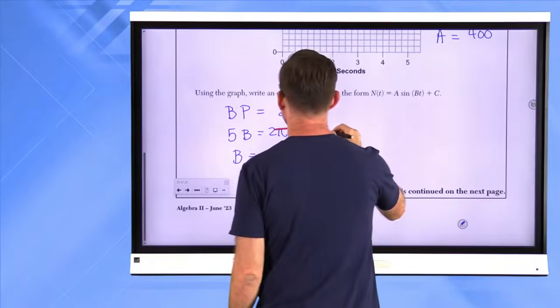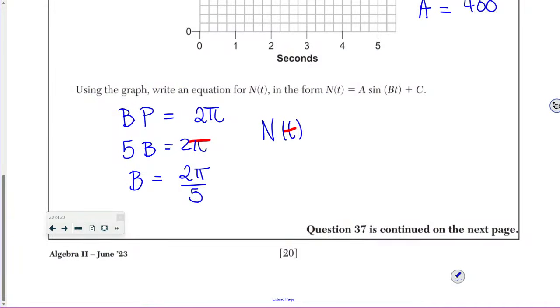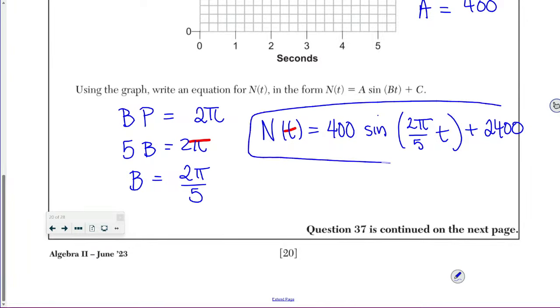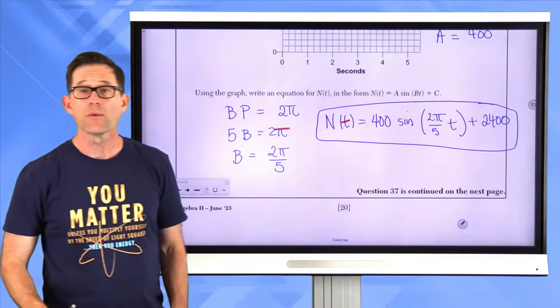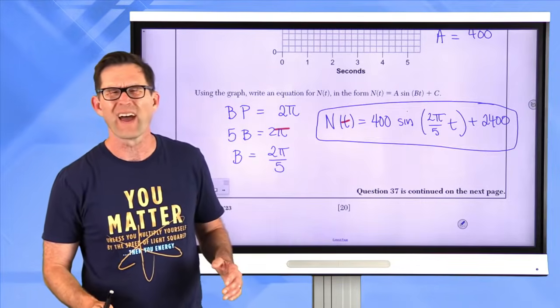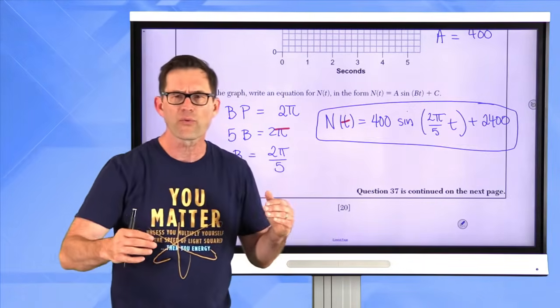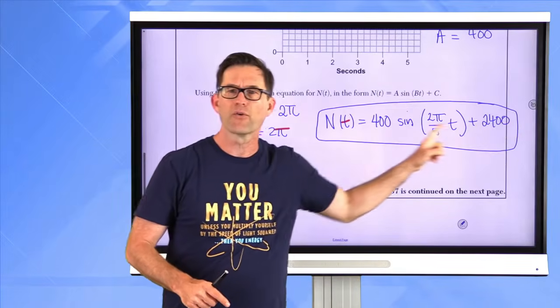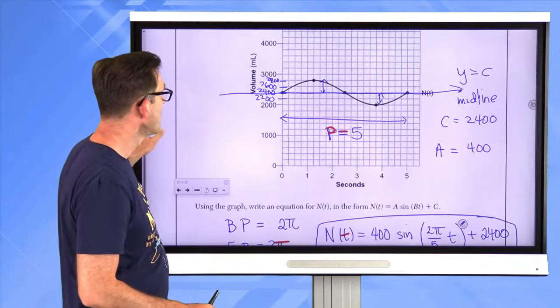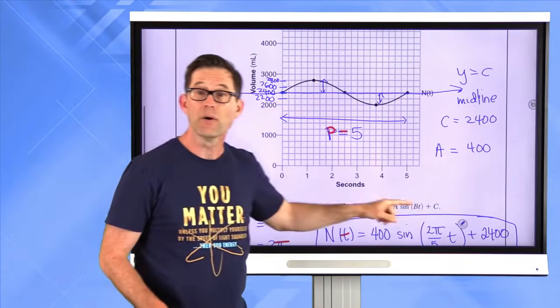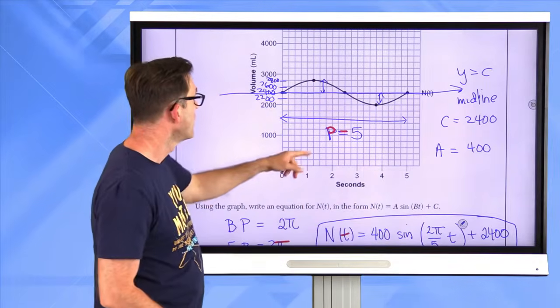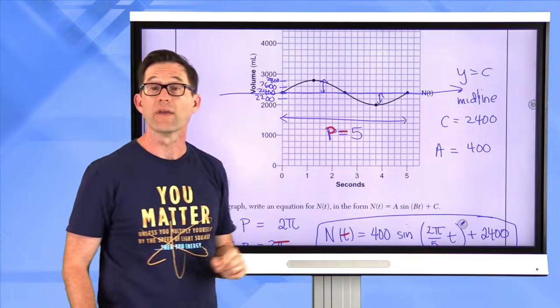So what is our final equation? N of t is equal to the amplitude, 400, times the sine of 2 pi over 5 times t, don't forget that t, plus our midline value, 2400. And notice again what that means. Our maximum, 2400 plus 400, is 2800. That's occurring right there. Our minimum would be 2400 minus 400. That would be 2000. That's occurring right there.